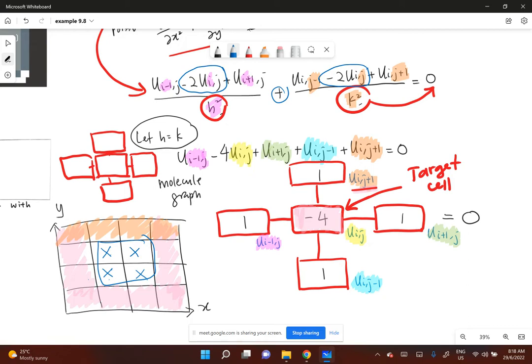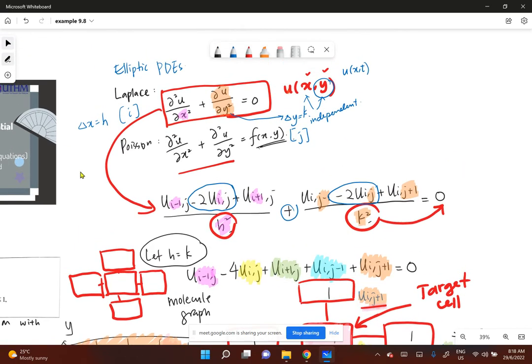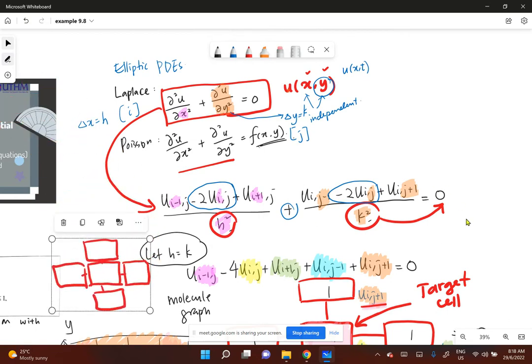Okay, so that's why it's really important for you to write all the names of this grid from 0,0, 1,0, and so on, because you want to know what is this one, what is this one, what is this one. Okay, so now we go to the example.